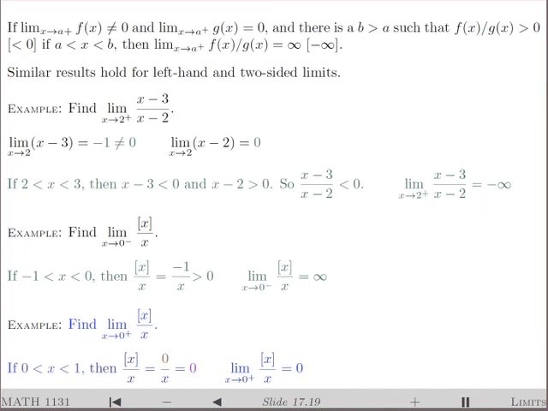So hopefully these examples illustrate enough of the ideas behind determining when limits are infinite. So I'll stop here and we'll talk about infinite limits in the next session.